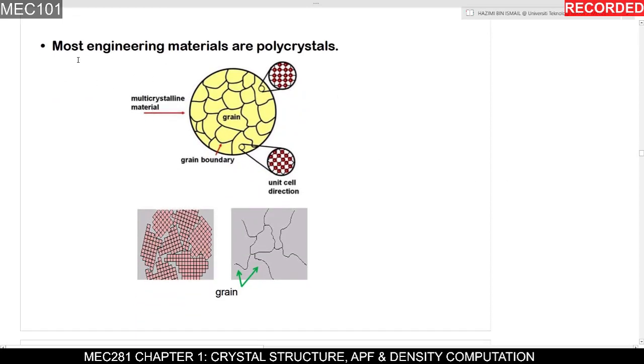Most engineering materials are polycrystals. This is just a diagram where we have the unit cell directions, in multiple grains for the multicrystalline. So this is the polycrystalline material. They have many grains, and each different grain may have a different cell direction like this.